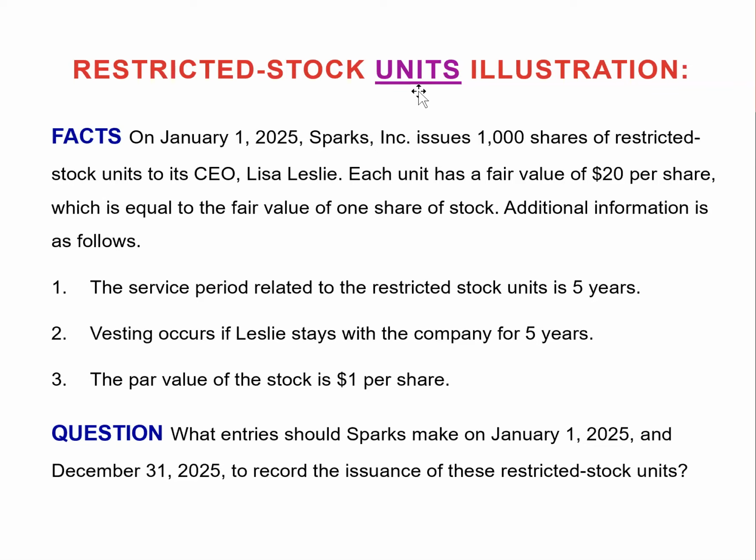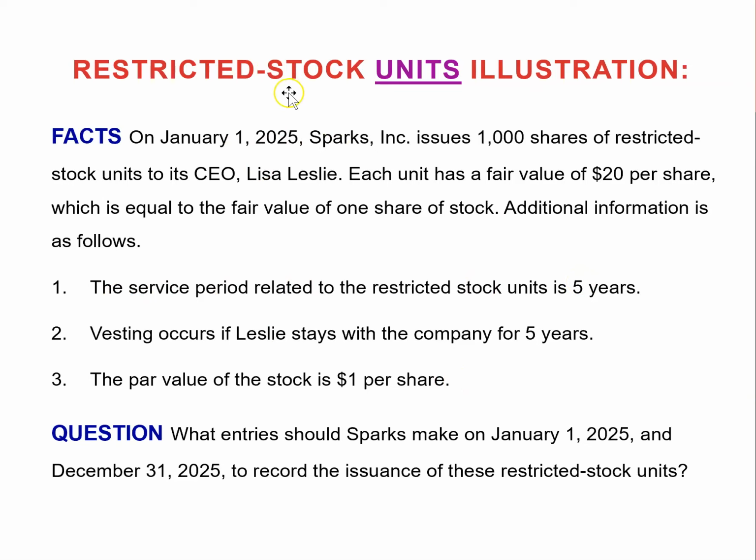For stock units, it is pretty much like the stock options. We are giving, of course, the stocks, but we are not issuing the stocks on the grant date. Rather, we will show it in our equity, but we label it as stock units. So we'll see the same example, 1,000 shares, $20 fair value per share, and the service period is 5 years.